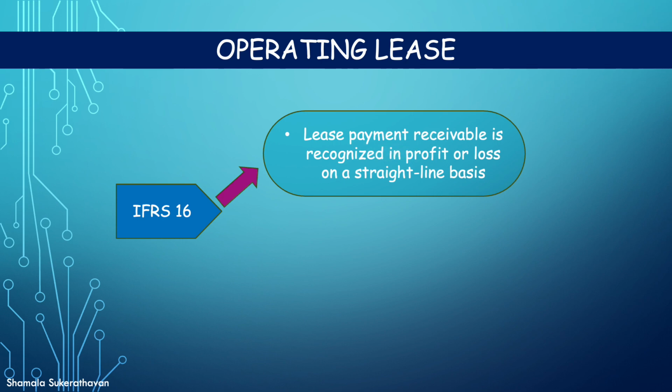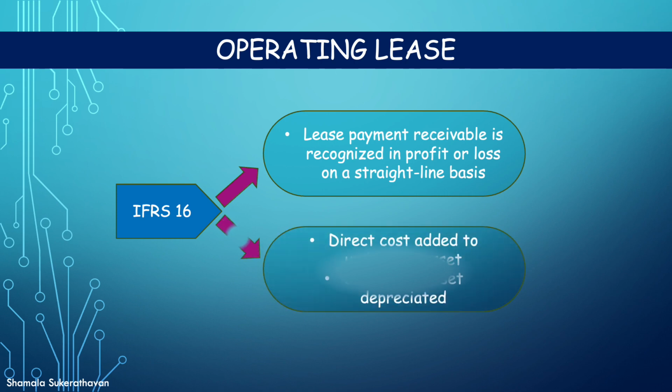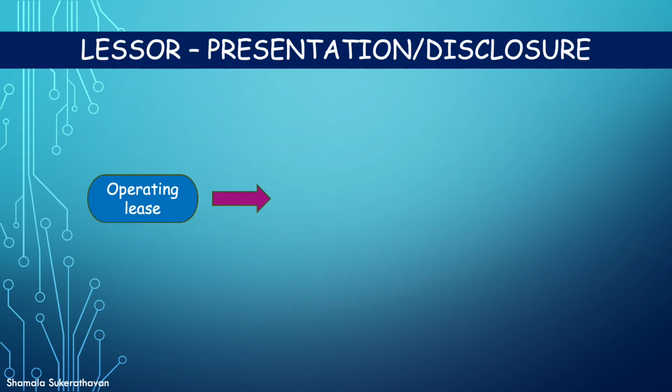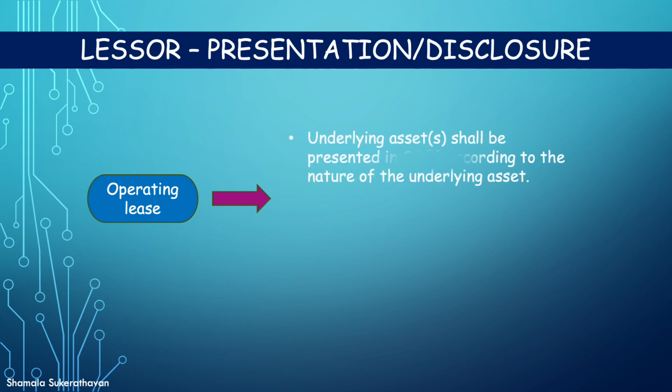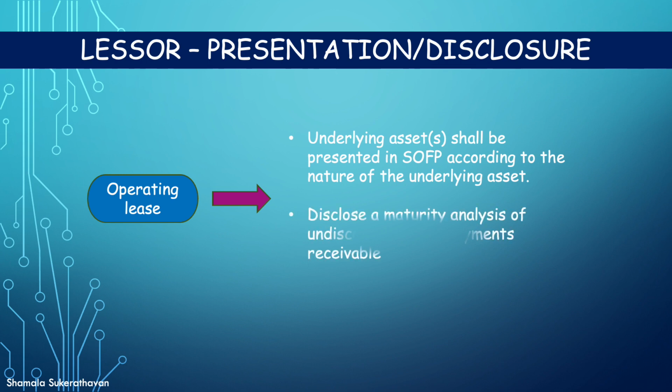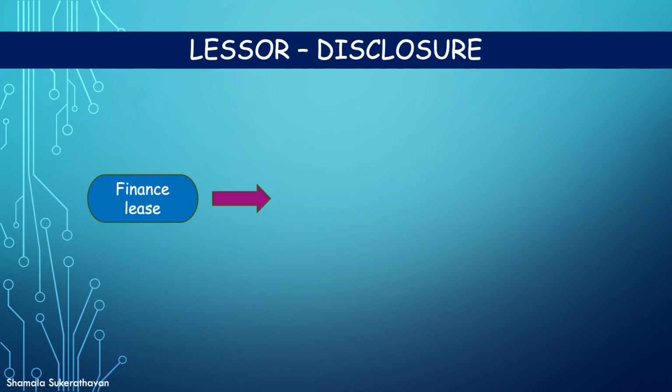Any direct costs incurred in negotiating the operating lease shall be added to the cost of the underlying asset. The underlying asset shall be depreciated in accordance with the relevant standard the asset falls within. A lessor shall present the underlying asset subject to operating leases in its statement of financial position according to the nature of the underlying asset. The lessor should also disclose a maturity analysis of the undiscounted lease payments receivable.